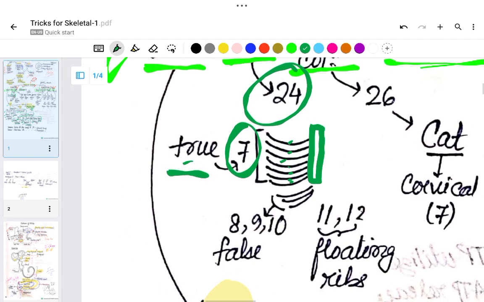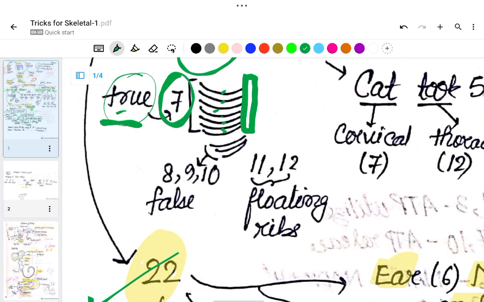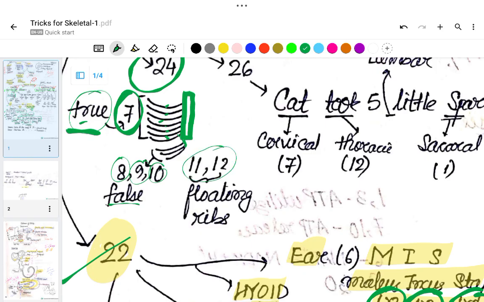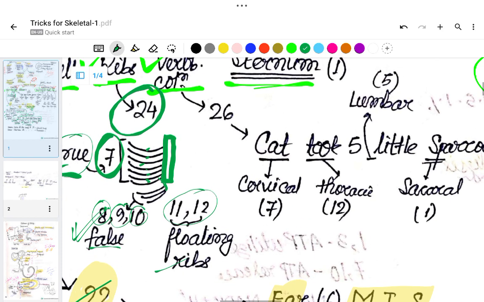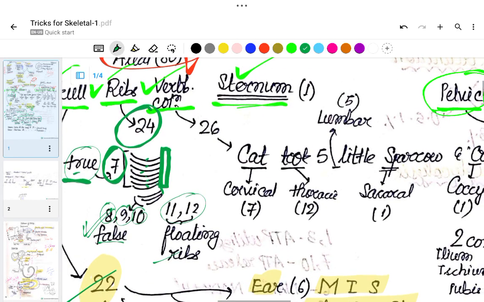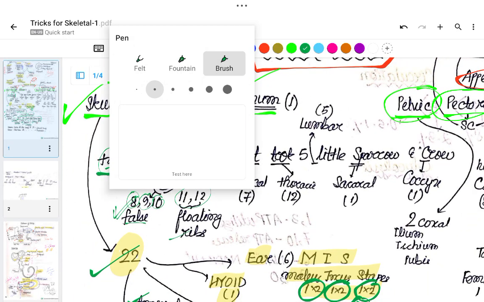Why true ribs? Because they attach individually to sternum. 8th, 9th, and 10th ribs are false ribs because they merge with the 7th rib. That is why they are called false ribs. And 11th and 12th are floating ribs because they are not attached to sternum. That is why they are called floating ribs. Okay. Now next is the 26.